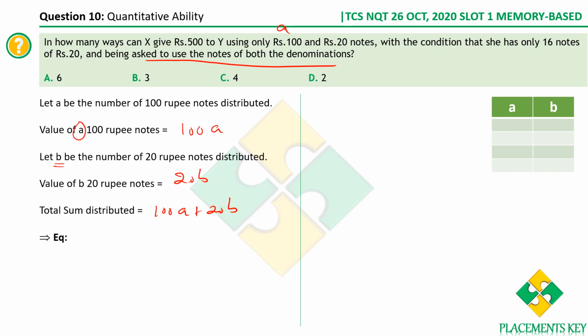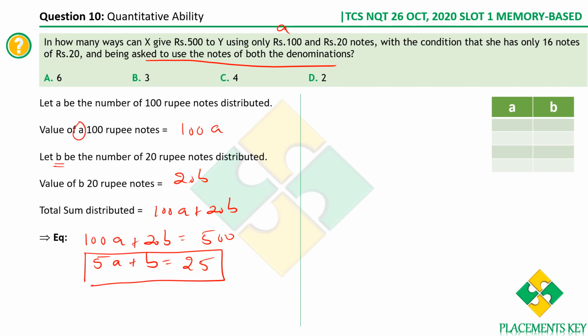Therefore, what is the equation now? Total sum distributed, 100A plus 20B, is equal to how much? 500. So let's divide this by 20. You get 5A plus B is equal to 25. 20 times 25 is 500. So this is the equation that you get: 5A plus B is equal to 25.